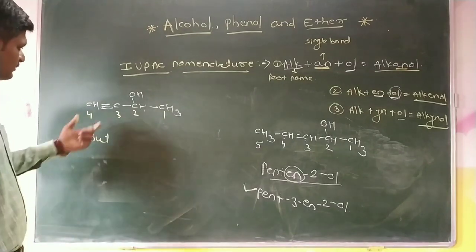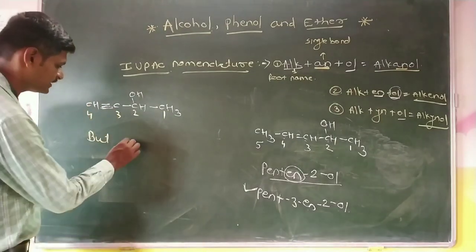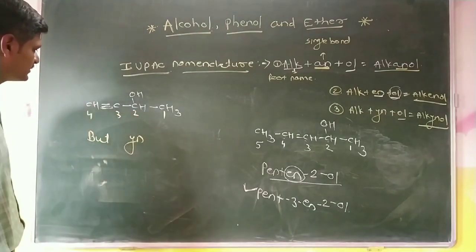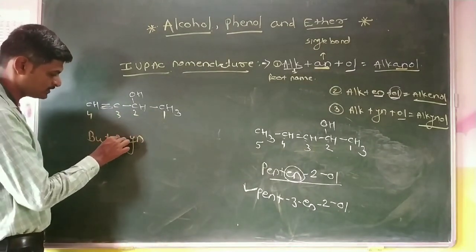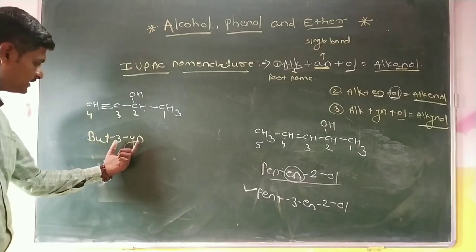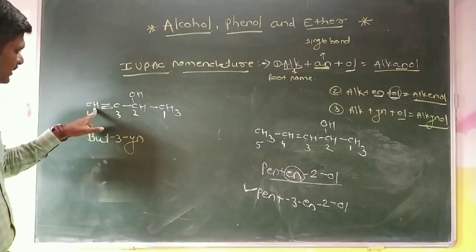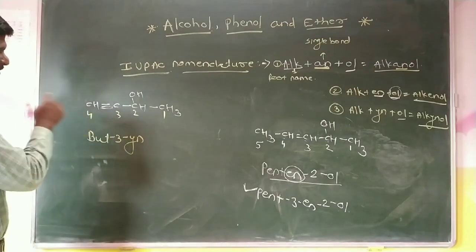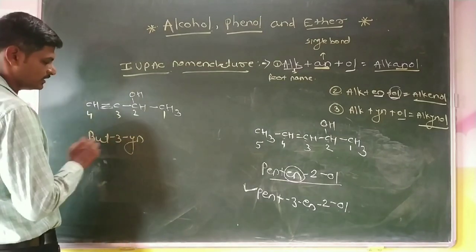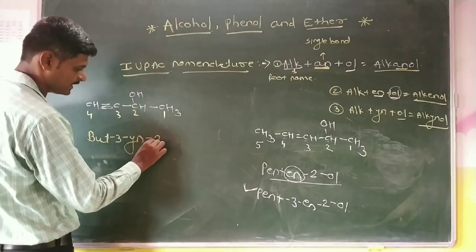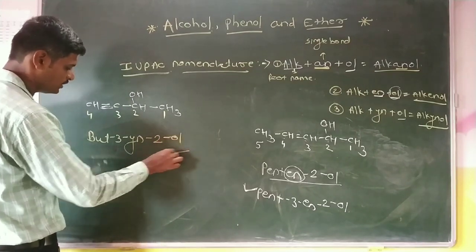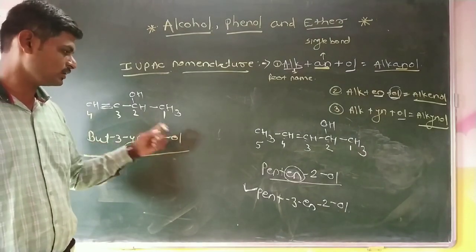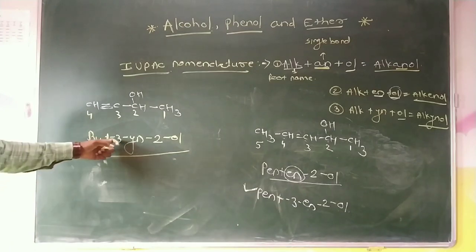Okay, but it is a triply bonded carbon atom. The triply bonded carbon atom is represented by yne, present in the third and fourth carbon atoms. Okay, but-3-yne. After that, the OH group is attached to the second carbon atom, therefore 2-ol. The IUPAC name of this compound is but-3-yn-2-ol. Okay, but-3-yn-2-ol.